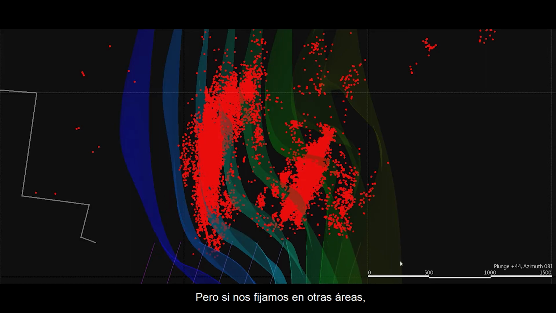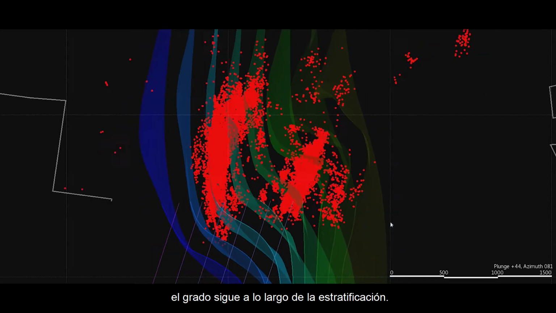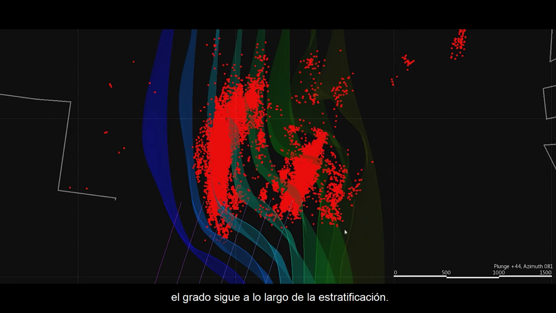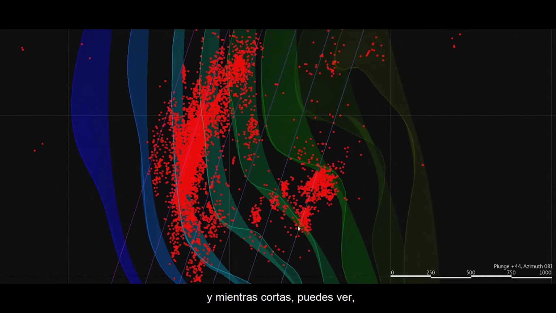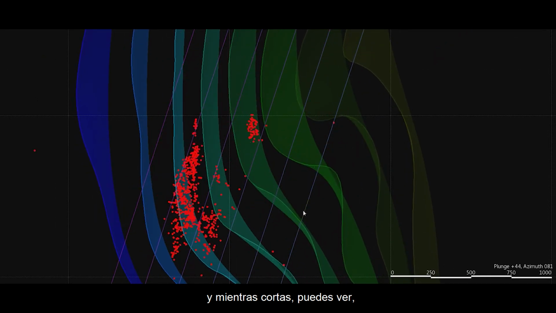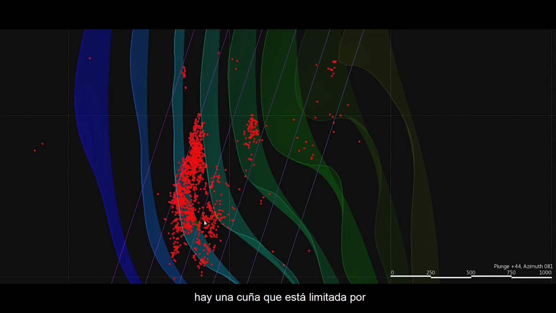But if you look at other areas, the grade is following along bedding. For example, here it follows along bedding, and as you slice down, you can see, for example, here there's a wedge that is bounded by bedding form surfaces on either side, and also the S2. As you move backwards and forwards, you'll be able to see this pattern.